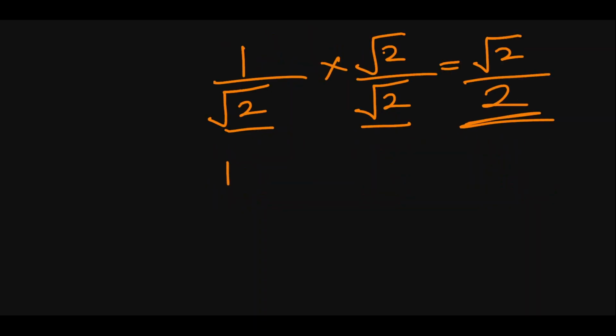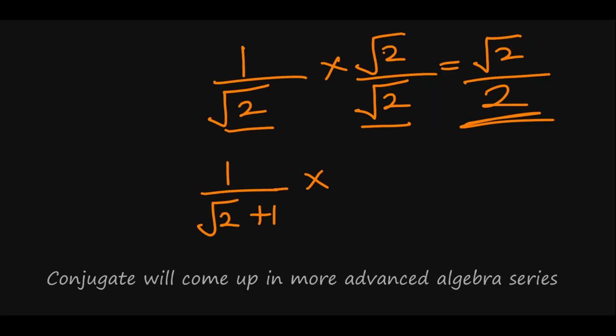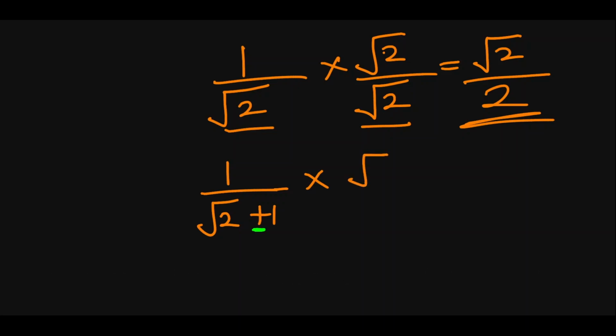If we had something complicated like 1 over root 2 plus 1, in such a case, we will multiply it by what we call the conjugate. That is, conjugate just means changing this plus to minus. That is changing it to its sibling. So that will give us root 2 minus 1. We are multiplying by root 2 minus 1 over root 2 minus 1.